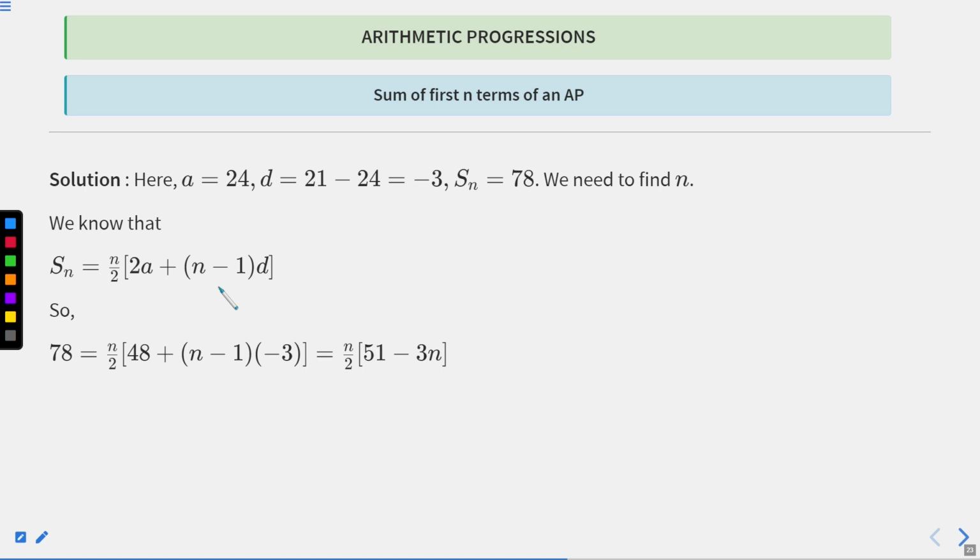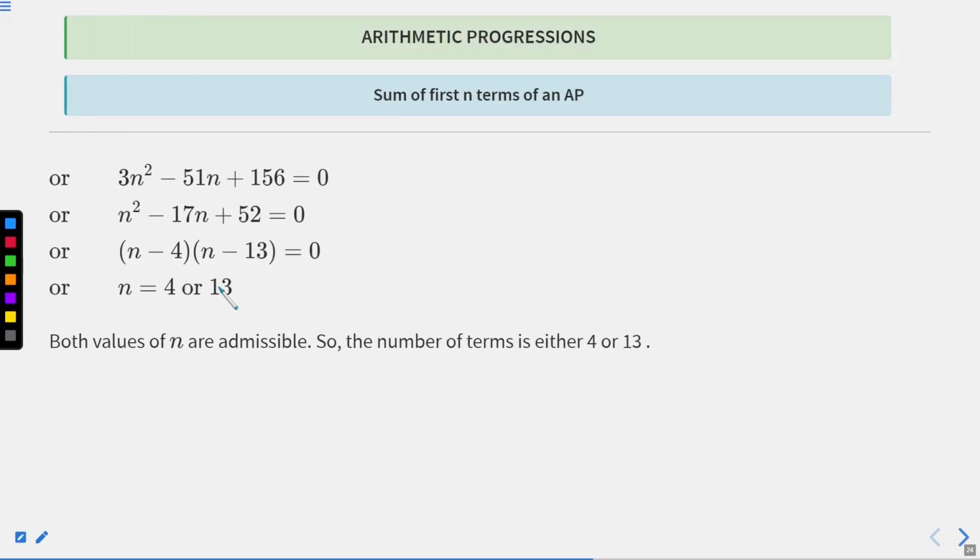So 78 is equal to n by 2 times 48 plus n minus 1 times minus 3, and this is equal to n by 2 times 51 minus 3n. So we get this quadratic equation in variable n: 3n square minus 51n plus 156 equal to 0, or n square minus 17n plus 52 is equal to 0. If we now factorize this quadratic polynomial, we get these two linear factors, n minus 4 and n minus 13.